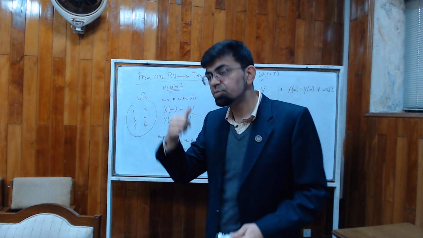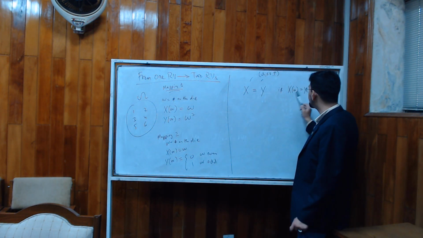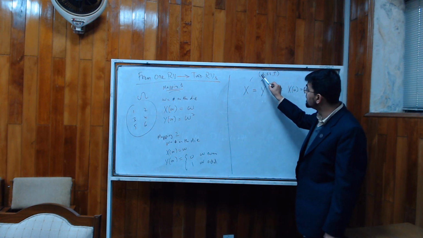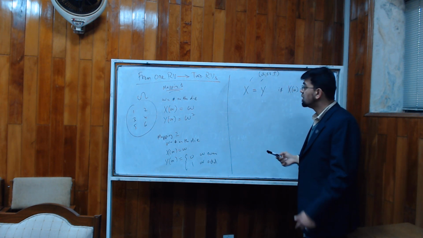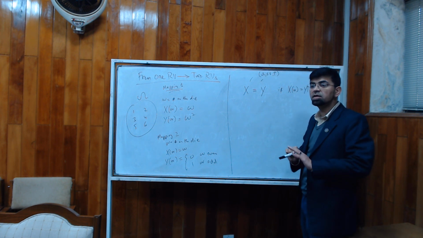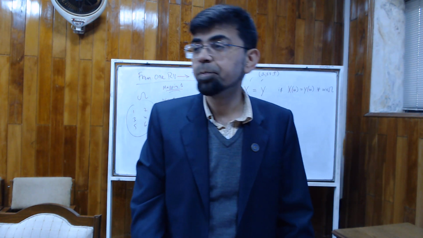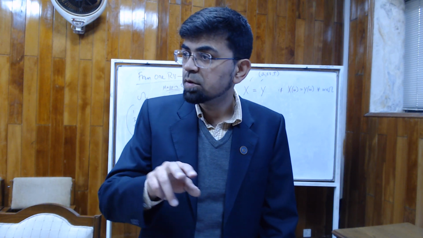So this is more in terms of sets. For every possible omega, remember they were defined over this already, the two take the same value. Then we say that they are equal. This is the equality of two random variables.